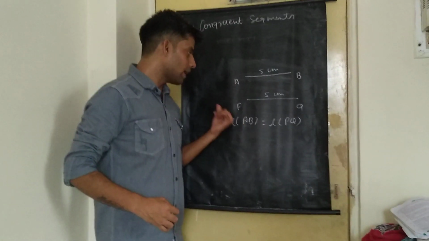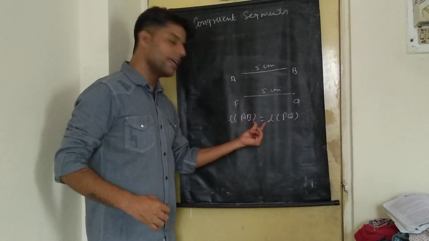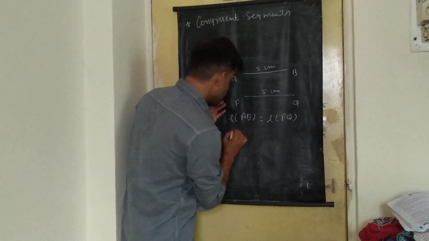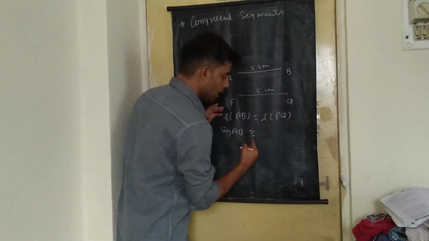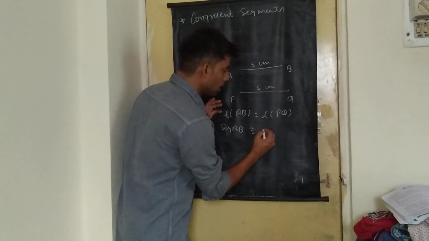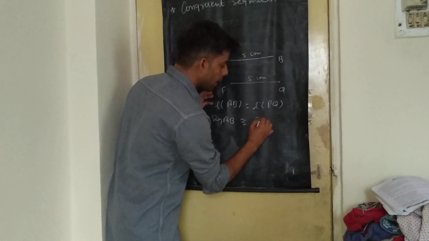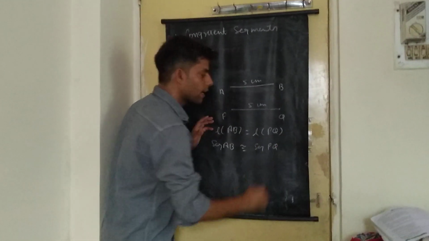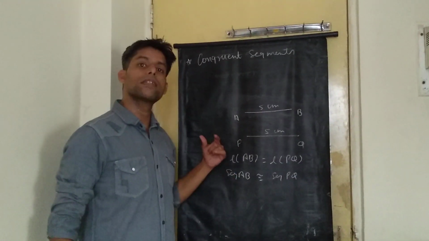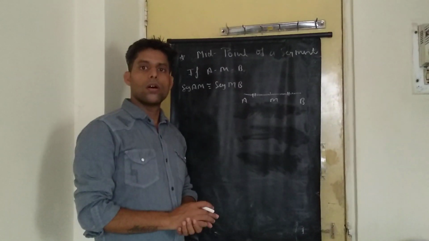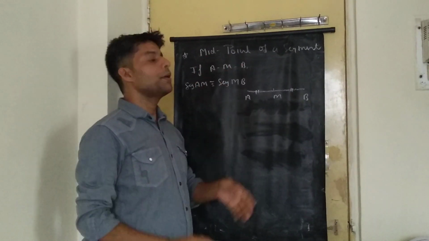Congruent segments. If the lengths of two segments are equal, then we say those two segments are congruent, and this is the sign we use for congruency. We can say now here segment AB is congruent to segment PQ. After this, we'll see the second concept, that is the midpoint of a segment. So our topic is midpoint of a segment.